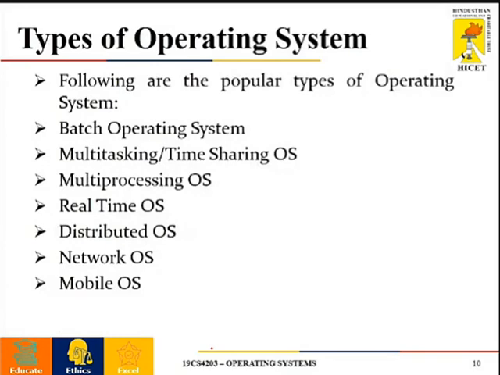Types of the operating system. The following are the popular types of operating system that are available. Number 1, the batch operating system. Number 2, multitasking or time sharing OS. Number 3, multi-processing OS. Number 4, real-time OS. Number 5, distributed OS. Number 6, network OS. And number 7, mobile OS or mobile operating system. So these are the popular types of the operating system that are available.